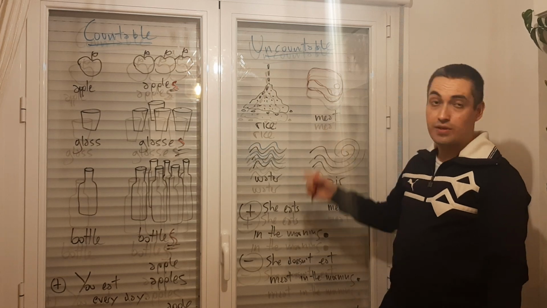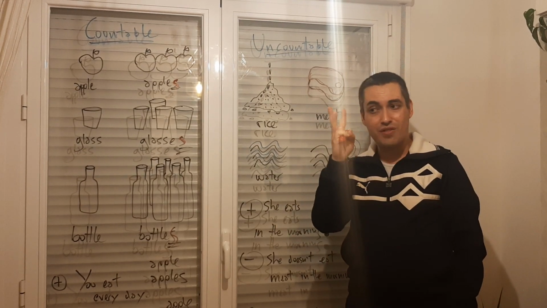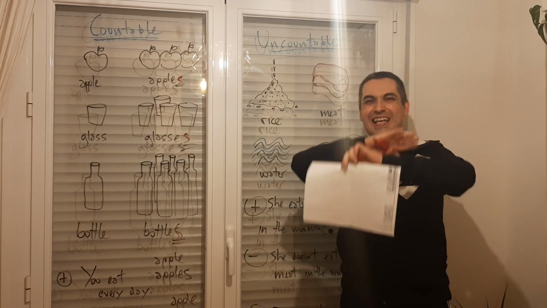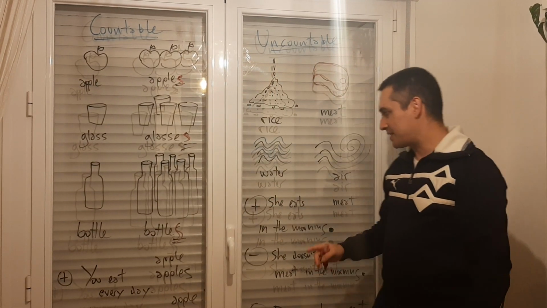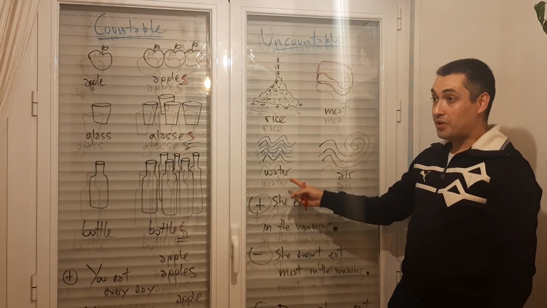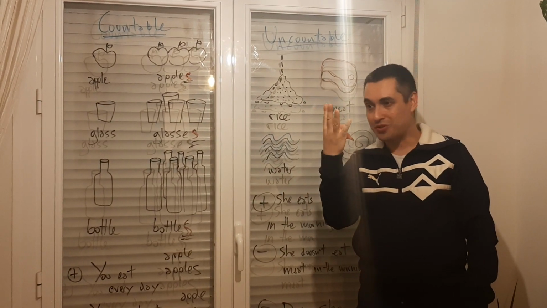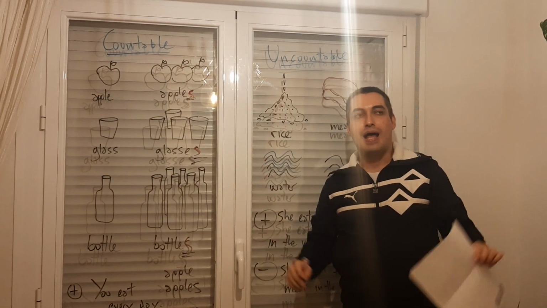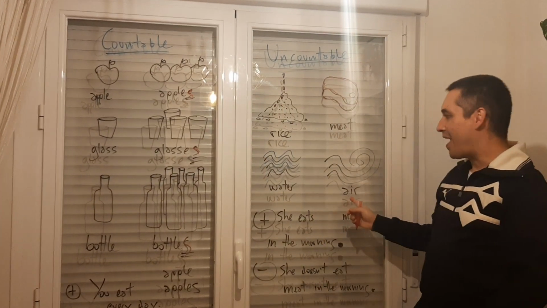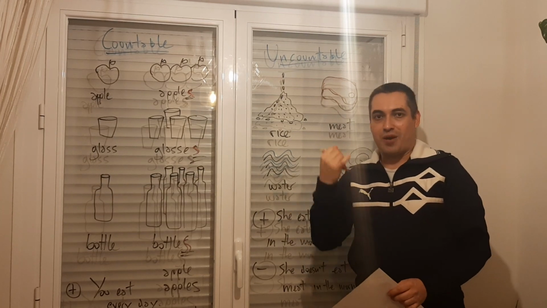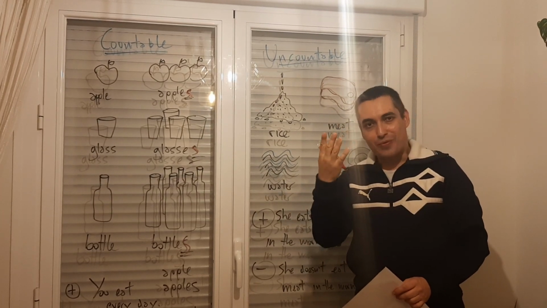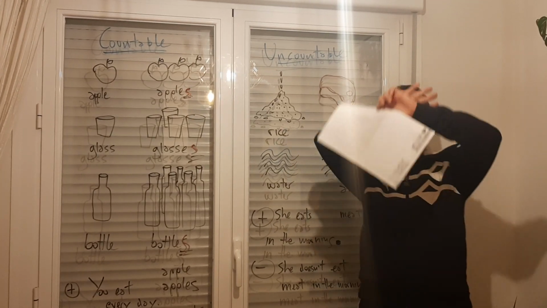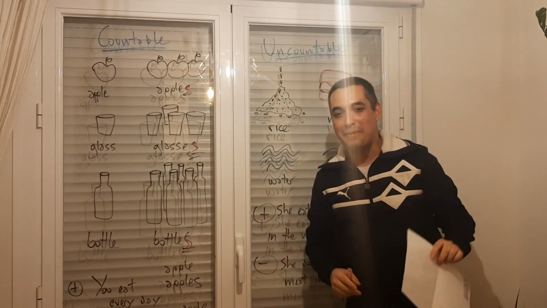The same with meat. You cannot say 1 meat, 2 meats, 3 meats, 4 meats. Not possible. You talk about meat in general as a mass. The same with water. You cannot say 1 water, 2 waters, 3 waters, 4 waters. No, you cannot. It's water in general, a mass. The same for air. You cannot say 1 air, 2 airs, 3 airs, 4 airs. You talk about air in general as a mass.